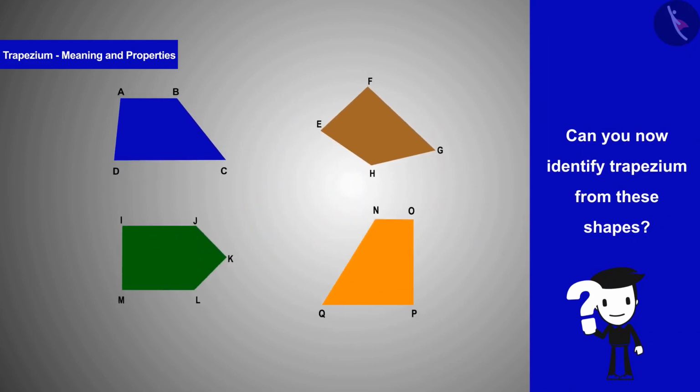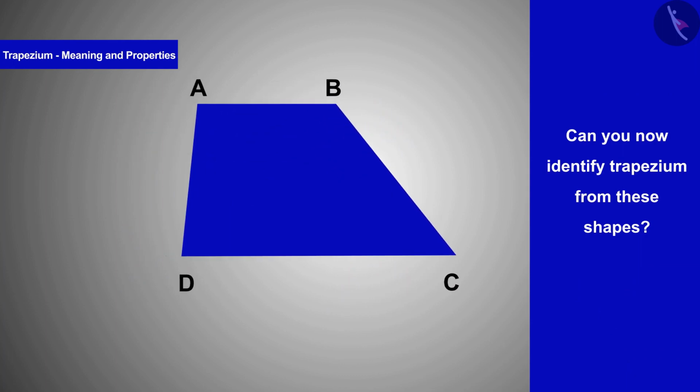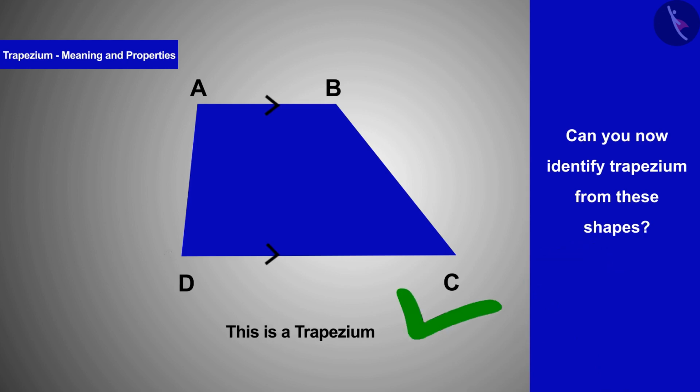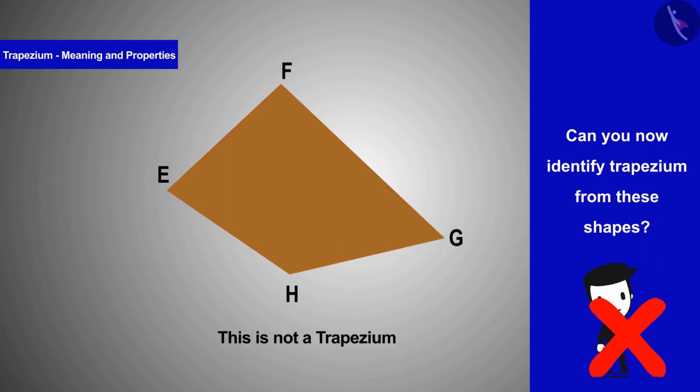Can you now identify trapezium from these shapes? If we look at the blue figure, it is a quadrilateral in which a pair of sides is parallel. Hence, this figure is a trapezium. Let us now discuss this brown figure. In this, we see that no pair of sides is parallel. So, it will not be trapezium.